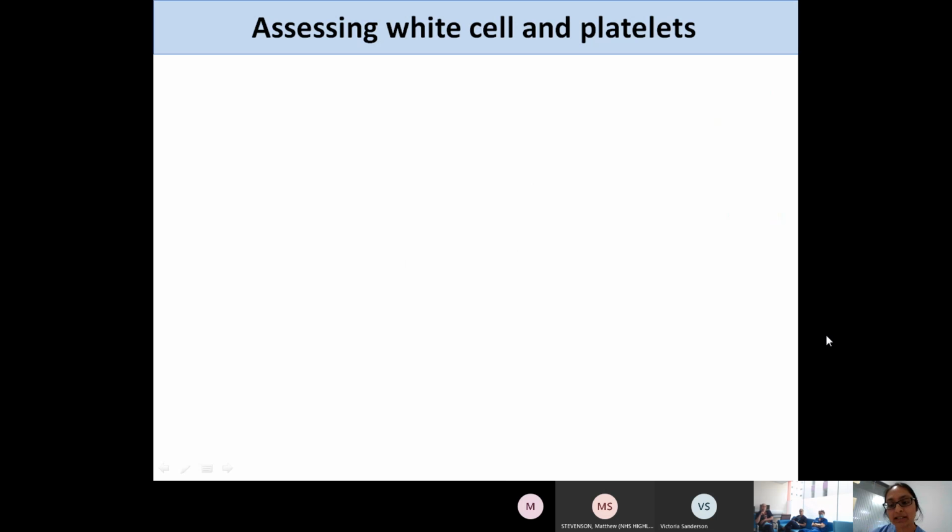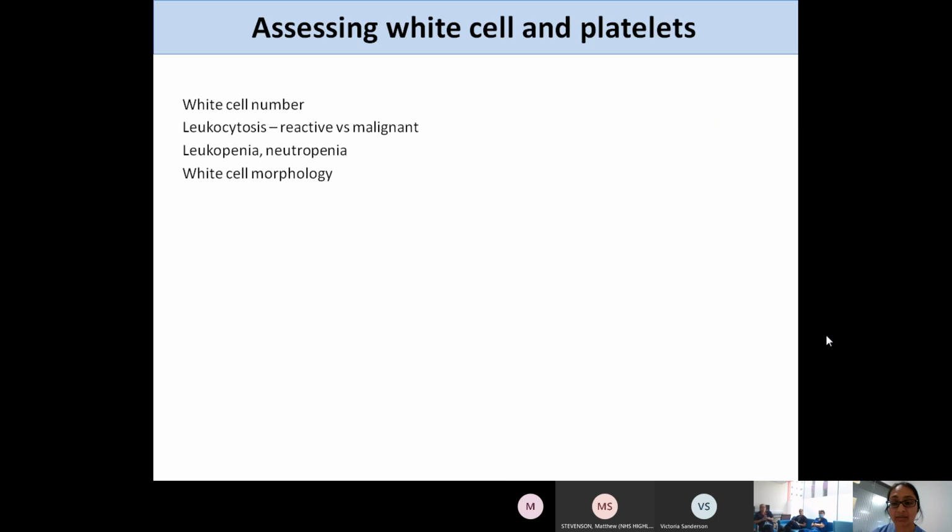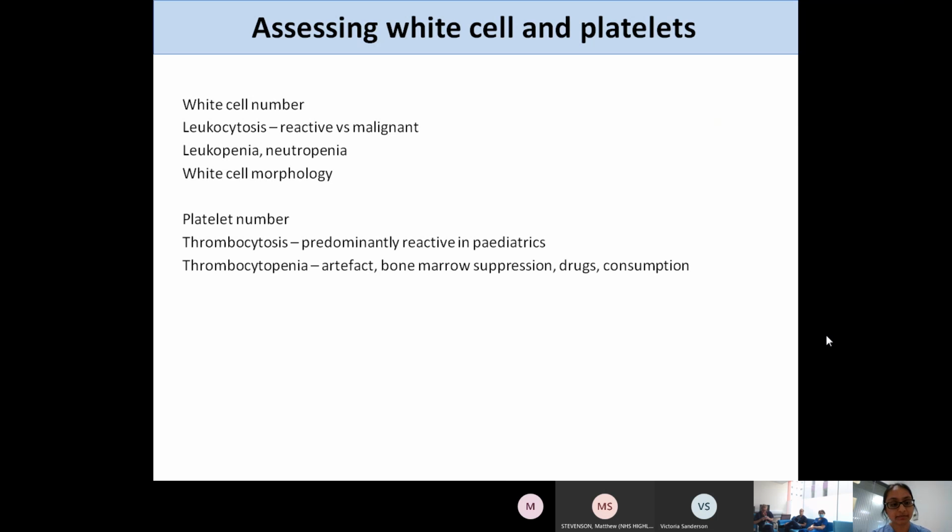So when we assess white cells and platelets, we're usually looking at the white cell number, and that's usually what triggers us to look at a blood film. If there's a high white cell count, then we're really seeing if it's reactive or a malignant increase in the white cells. If there's a leukopenia, specifically a neutropenia, again, we want to see if that's because there's lots of other abnormal cells that are stopping neutrophils from being formed, or if they look abnormal and dysplastic, and there's this disorder in actually making normal neutrophils. And then we'll look at the white cell morphology.